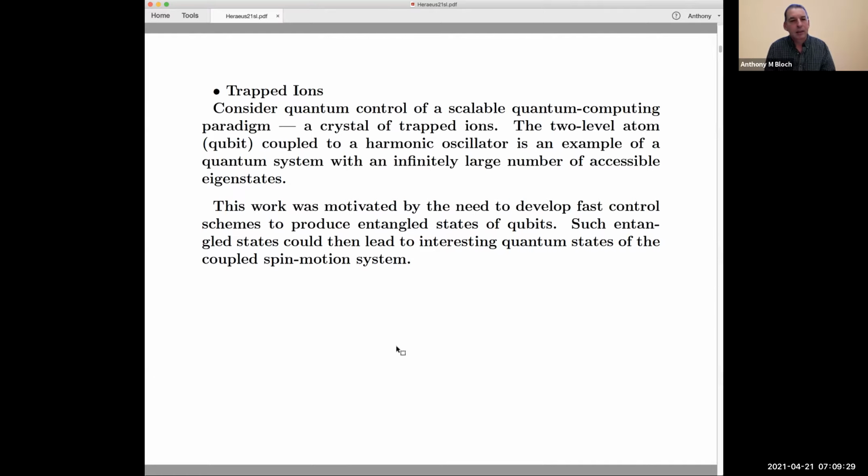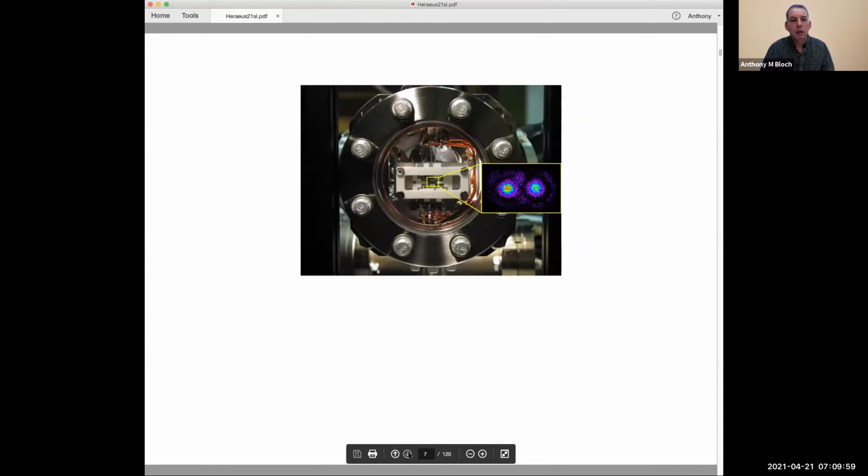So basically, again, this is a system that's connected in this case to a harmonic oscillator, but it's a two-level atom, a qubit, coupled to a quantum oscillator, or a harmonic oscillator rather, and it's an example of a quantum system with an infinitely large number of accessible states. And of course, it's motivated by producing quantum computers and being able to produce entangled states of qubits. And again, there are varying degrees of sophistication and different types of ways that people model these systems.